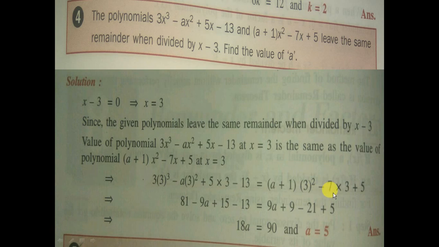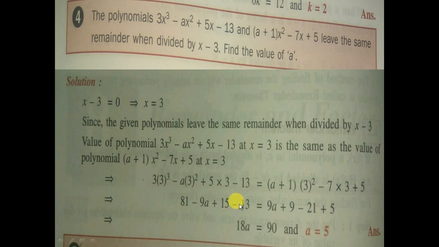X value you can substitute: 7 into 3 plus 5. So simplified, 3 cubed is 27, 27 into 3 is 81. 3 square is 9, so minus 9a, plus 15 minus 13. On the other side, 9 into a is 9a, 9 into 1 is 9. 7 into 3, multiplication is higher priority. 7 into 3 is minus 21 plus 5.